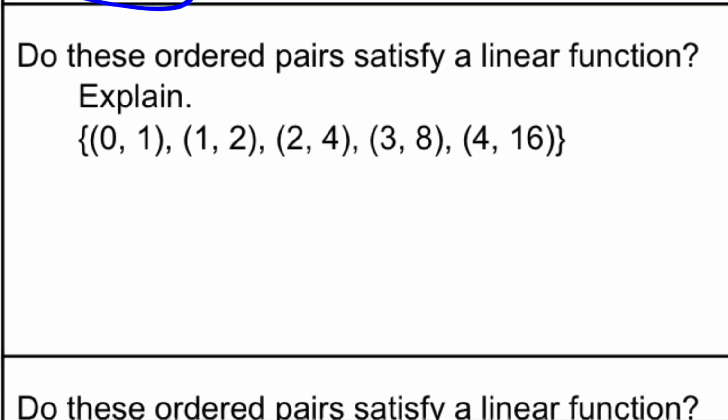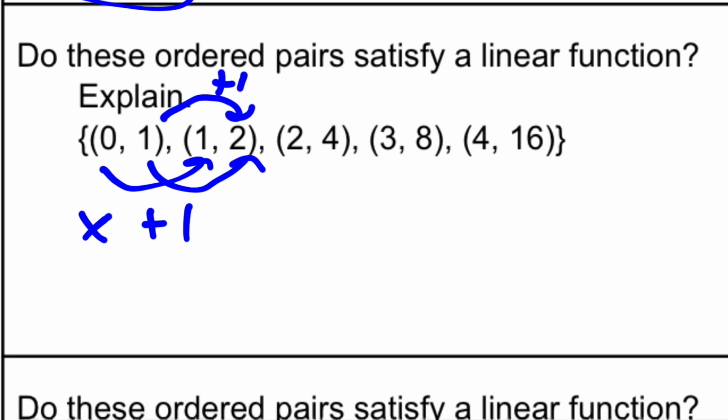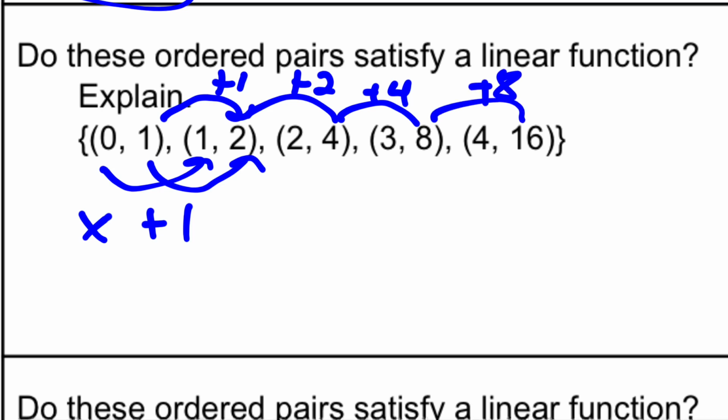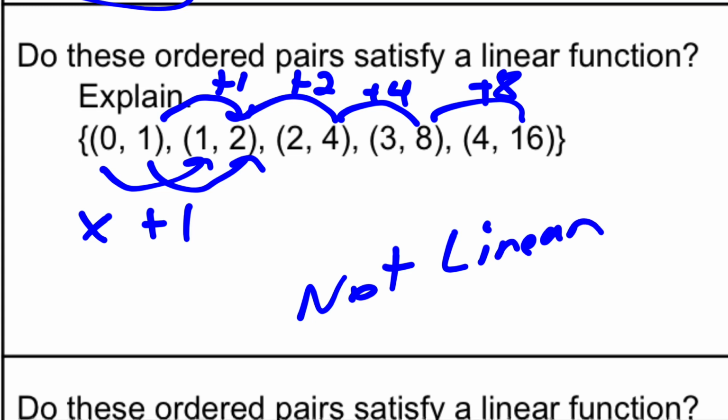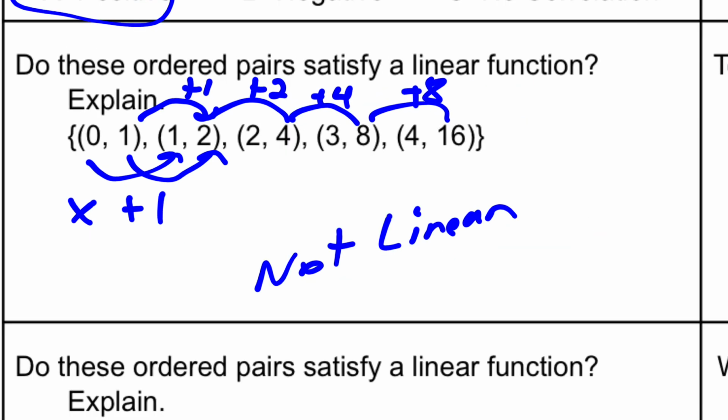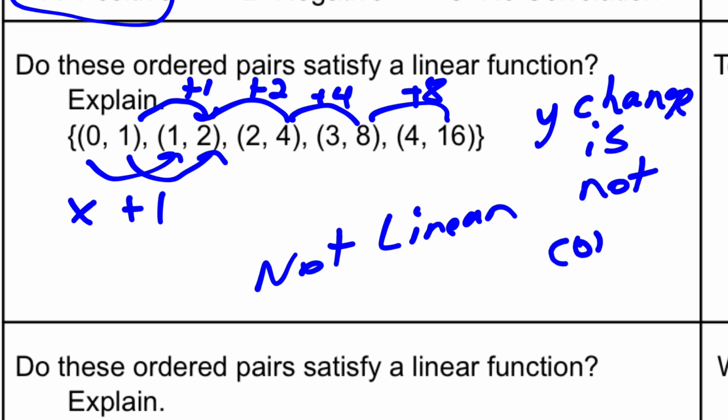If you want to know if this is a linear function, you can look at the pattern between the x's and the y's. The x's are going +1 every time. If you look at the y's, we start with +1, but then it's +2, +4, and +8. So that is not a consistent change. This is not linear. And I think this right here would be explanation enough, but your y change is not constant. It would have to be the same thing every time.